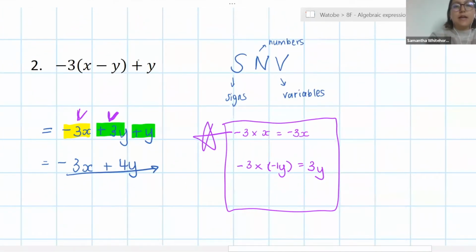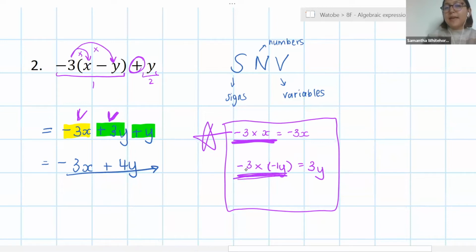That plus separates my terms. So I've got 1 term, 2 terms. And then I see in my first term, I have to multiply that -3 into the bracket. So I have to multiply the -3 with the x and the -3 with the -y. That's going to simplify that first term. Once you've done that, those brackets fall away. They're gone because you've done the multiplication. And then you're just looking for like terms. And once you have your like terms, you can add and subtract them and simplify the whole expression.